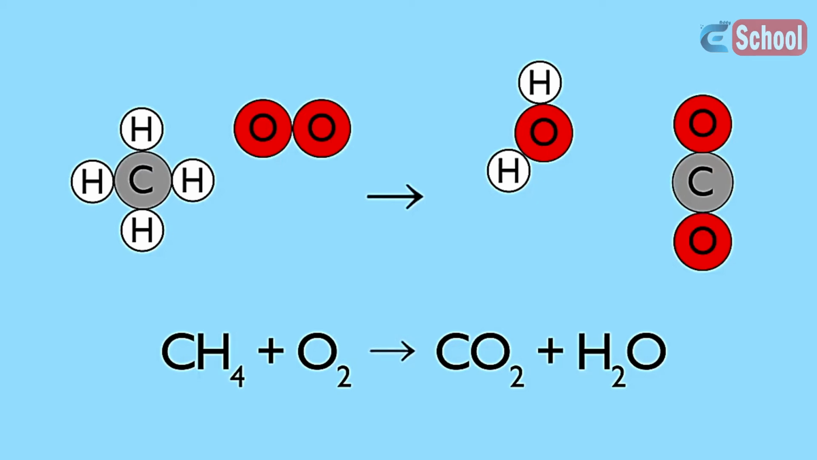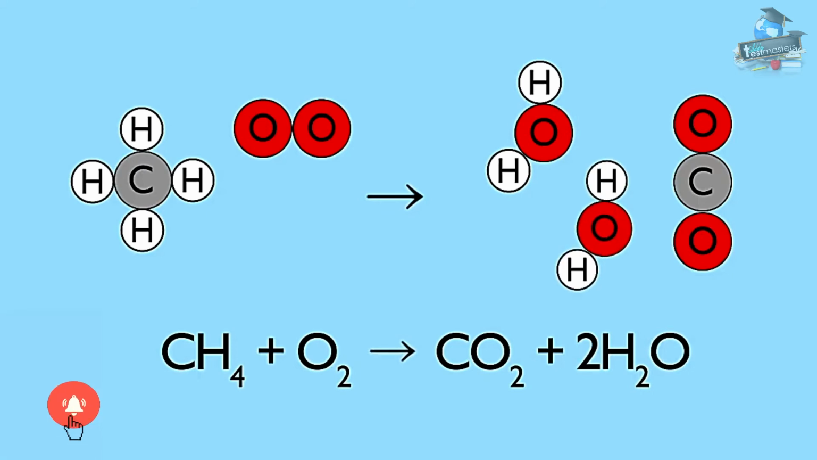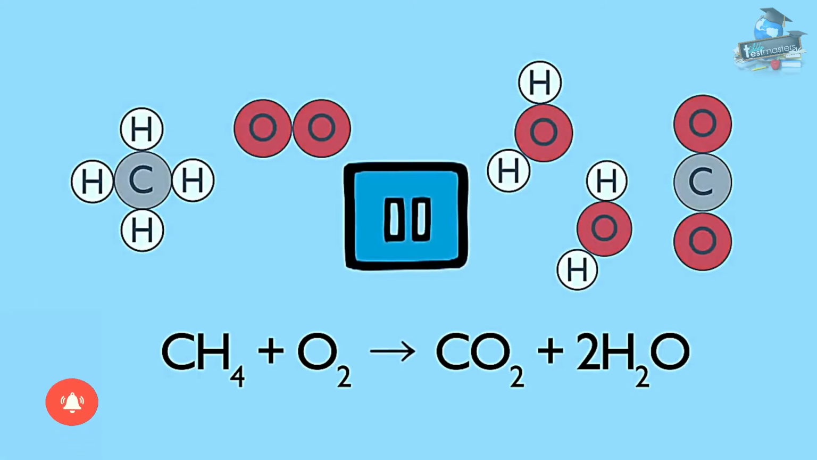Carbon, 1 each side. Oxygen, 2 to start with, but now 3. Hydrogen, 4 to start with, but now only 2. To balance the hydrogens, we need to add 2 more hydrogens on the right. To do this, we add another water molecule. Pause and count. Is it balanced now?